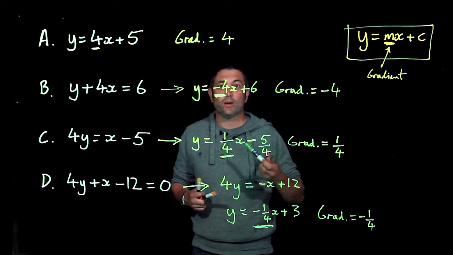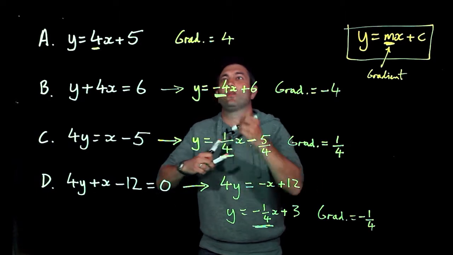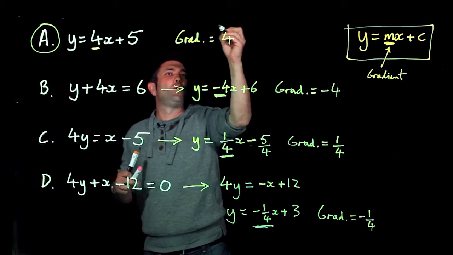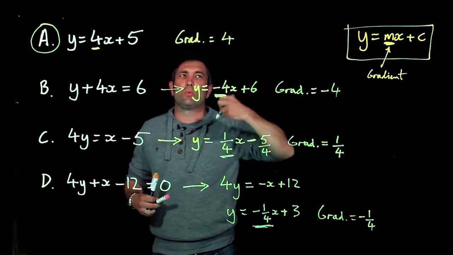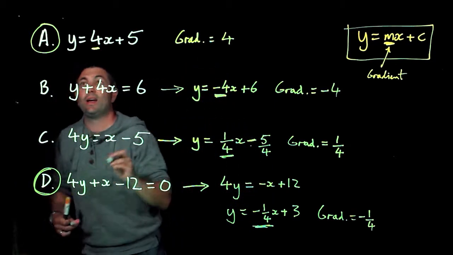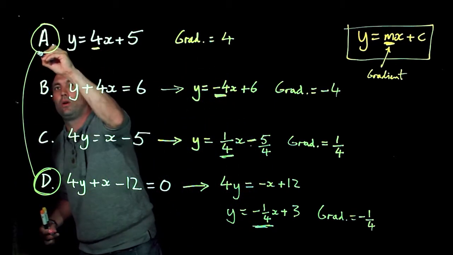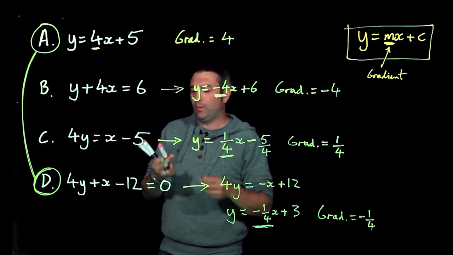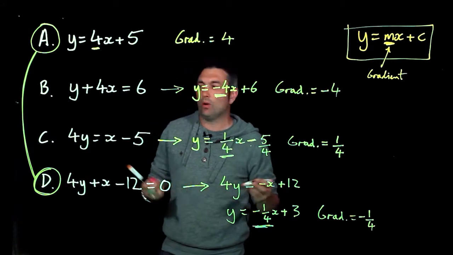So which ones are perpendicular? Well, if I look at this one, A, if the gradient here was 4, the gradient of the perpendicular line is going to be minus a quarter, so that's the bottom one there. So A and D go together, so why don't I draw a line between those two? That should mean that B and C are either linked or not linked at all.